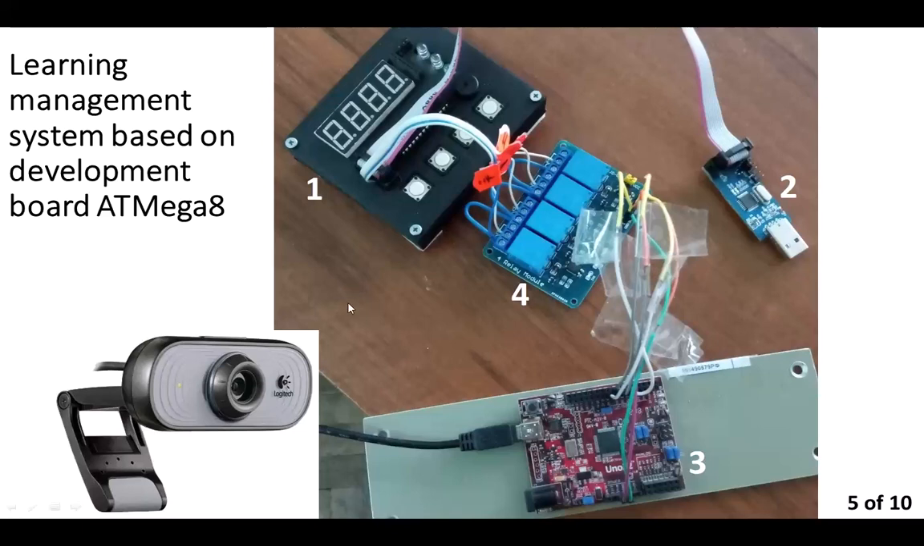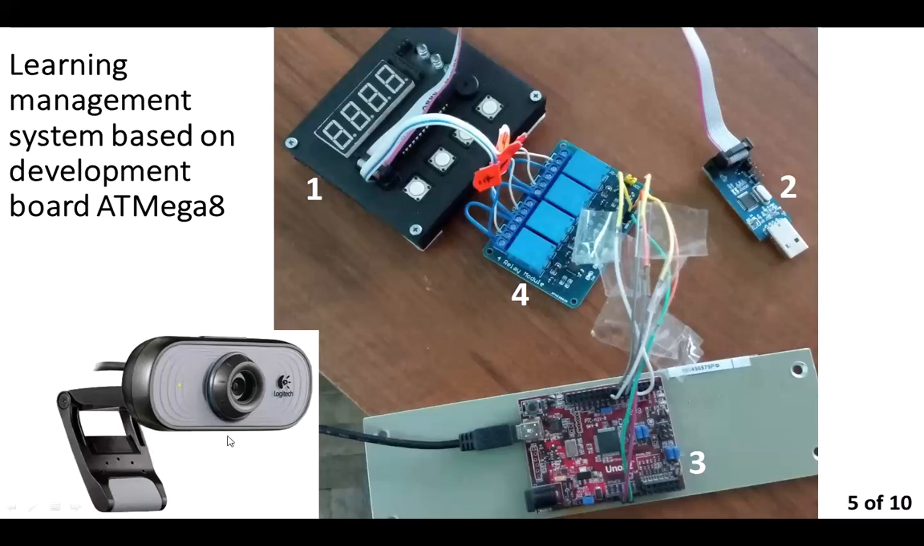All of the shown components make up one instance of a learning management system. The workstation or laptop must have 3 free USB ports. One port is used for the USB ASP programmer. The second port is for the Chipkit Uno 32 microcontroller, the remote hand of students, and the third port is for the web camera.